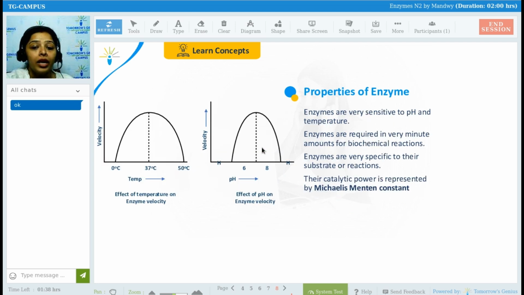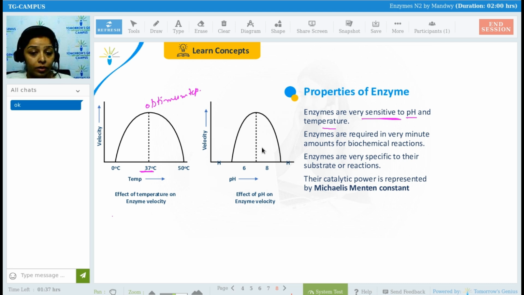Enzymes are very sensitive to pH and temperature especially. They are very pH specific, very substrate specific, and very temperature specific. The optimum temperature for enzymatic action is 37 degrees Celsius. This is the optimum temperature.